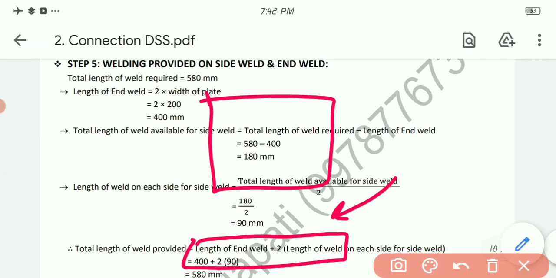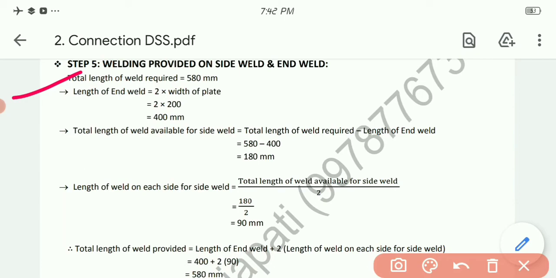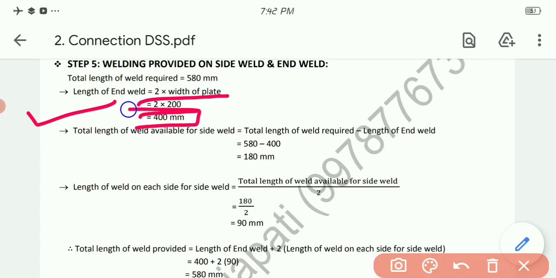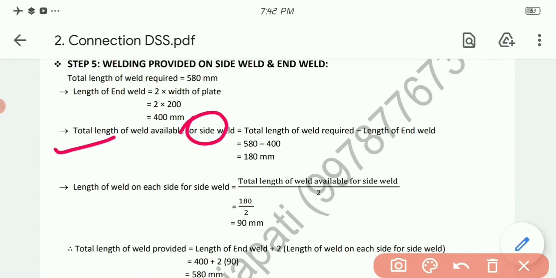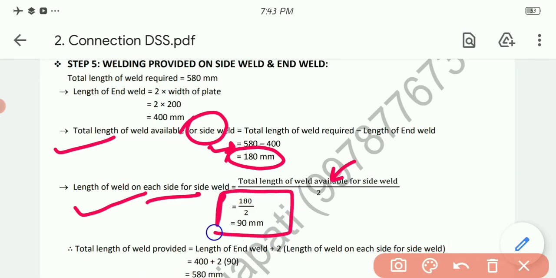Step number 5, welding provided on the side weld and end weld. So the total length of the weld is 580 mm. First of all, the length of end weld, that is 2 times the width of plate, that is 2 times 200, that is 400 mm. Clear? So the length of weld available for the side weld equals, out of total weld 580 minus 400, the remaining is 180. Now we need to distribute this in an equal manner, so divide by 2. So the length of weld on each side equals the total length of weld available for the side weld divided by 2. So 180 divided by 2, I will get 90 mm.